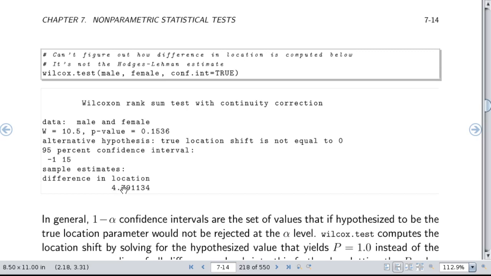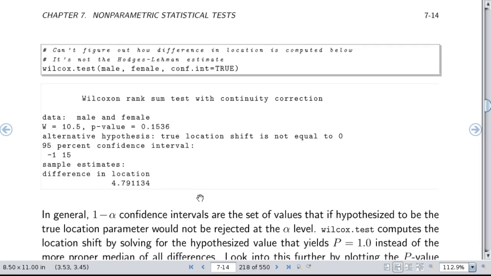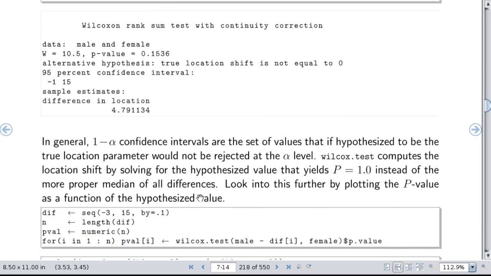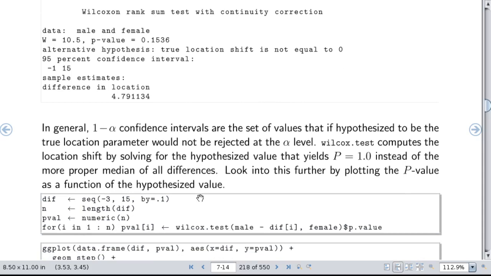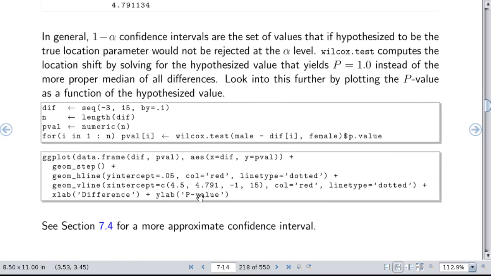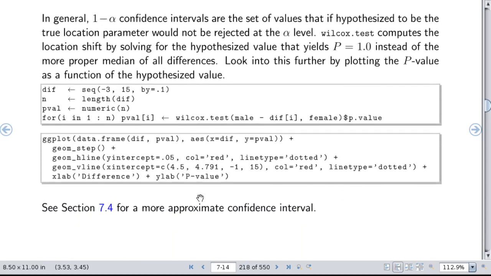And so when we do our Wilcoxon 2-sample test comparing the males with the females, we get a p-value of 0.15, and then we get this difference in location of 4.79, but the function doesn't really define what is meant by that, so I'm not sure how that's actually calculated. Now, there's a general way to get confidence intervals if you didn't want to program very specific formulas and you didn't mind going to a little more trouble calculating things.